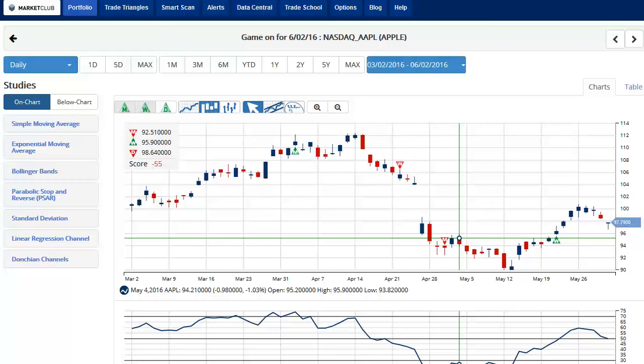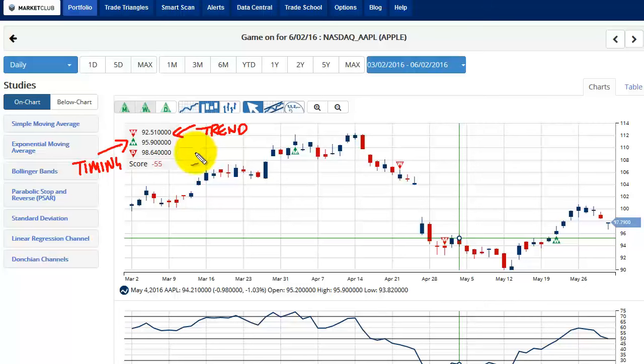So let me just go through that again. So the monthly right here is the important one. That's for trend. This is just to do with stocks now. And the weekly right here is for timing. So based on this, you should be out of the market and on the sidelines.